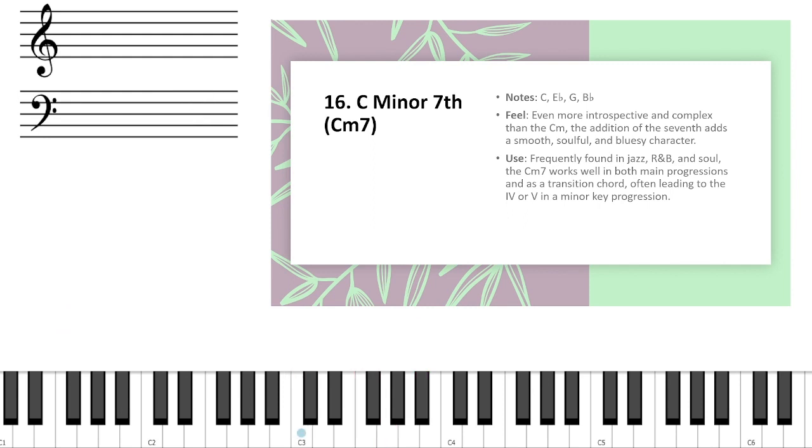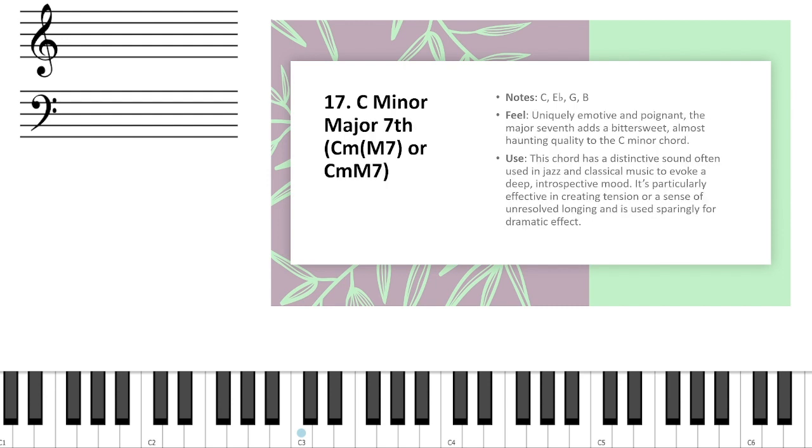Sometimes I could choose to put the E flat an octave above, leave the B flat in there and the G, but put the F in there. So it gives a different feel. And just remember the F is really the 11th, just move down. It's frequently found in jazz, the C minor seventh, and soul, and it works well in both main progressions and as a transition chord, often leading to the 4 or 5 in a minor key progression.